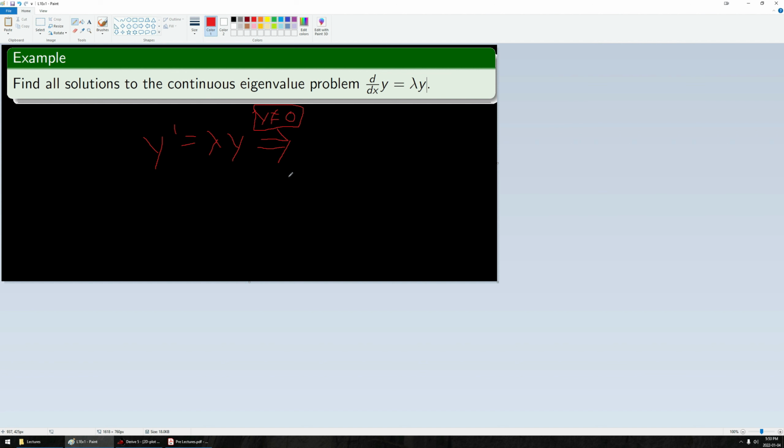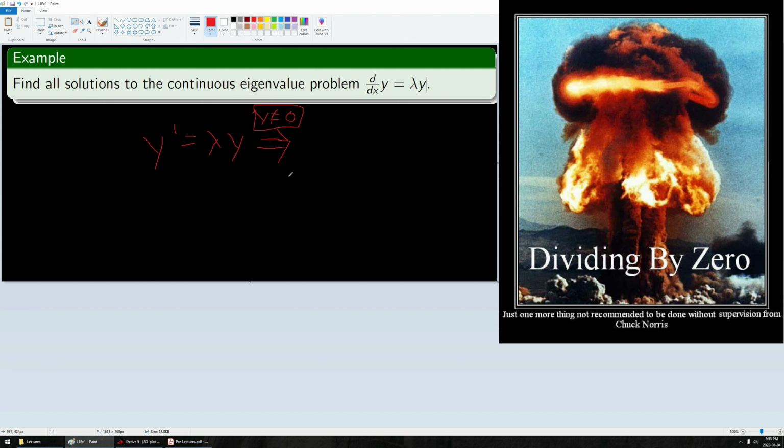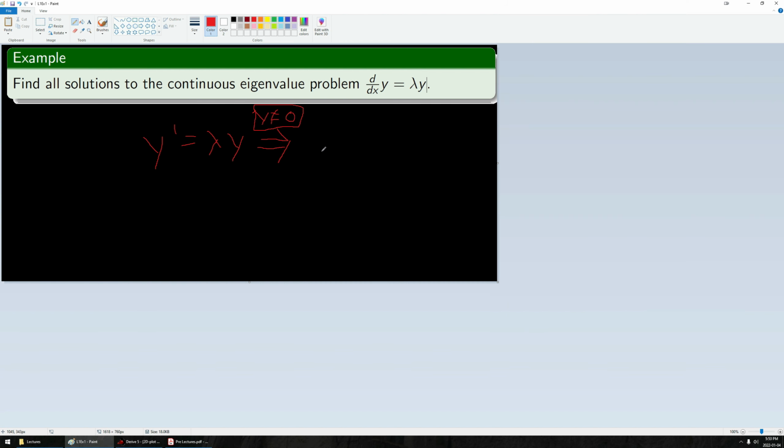So throughout this course, be very cautious about dividing by 0. That's probably going to be one of the most common errors made for several bits of this course. But if y is non-zero, which I'll check later, then I can rewrite this as y prime over y is equal to lambda. Okay, so now here I could just integrate this thing with respect to x.